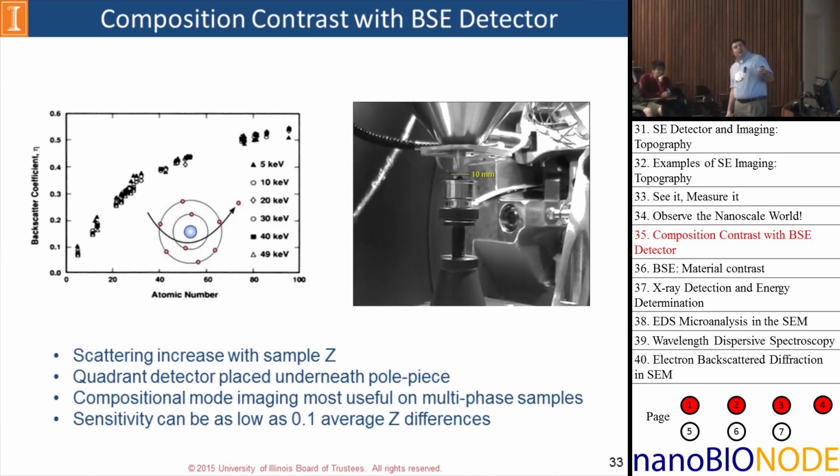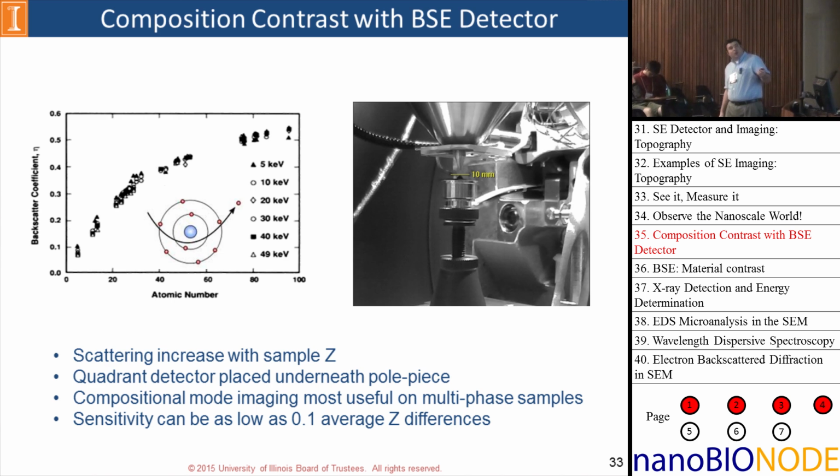So let's move on to backscatter detectors. How a backscatter detector works is that you get increased scattering of your primary beam with the sample Z. If we look at this plot here, the backscatter coefficient will increase, not linearly, but always increase as a function of the atomic number. Typically a backscatter detector is going to sit directly under the pole piece. So that's this piece right here.